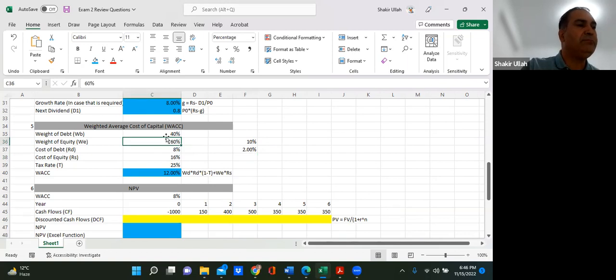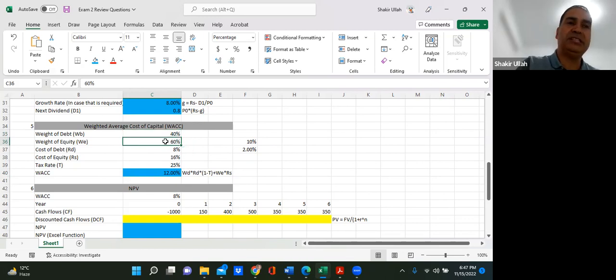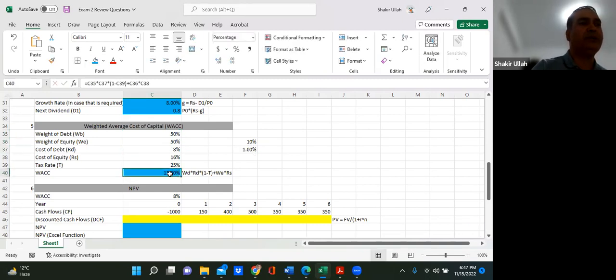What if we change it again? What if we make both of them 50-50? What will happen to the weighted average cost of capital? Currently it is 12%. What will happen if we make them both 50-50? It will go down a little bit. Exactly, because we will be getting rid of 10% of the equity, which is expensive, and replacing that with debt, which is cheaper, right? So if we make both of them 50-50, then the weighted average cost of capital went down to 11%, you see? And the difference is 1%.